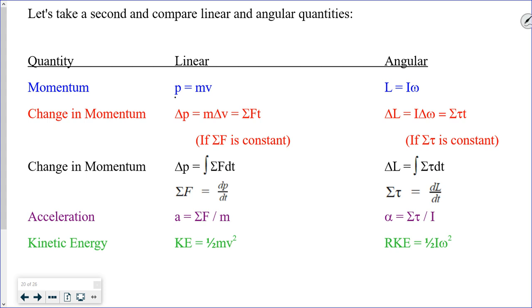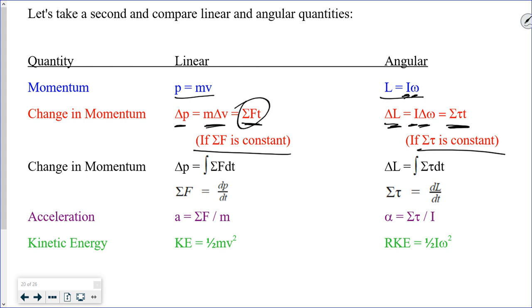So, momentum is mass times velocity, mass is inertia. Angular momentum is inertia times angular velocity, okay? So it turns out, if your net force is constant, your change in momentum is equal to net force times time, right? And that is, again, the same as mass times change in velocity. So those same equations work angularly, okay? If your net torque is constant, then your change in angular momentum is inertia times change in angular velocity, which is the same as net torque times time, right? Because the angular counterpart for net force is net torque, okay?